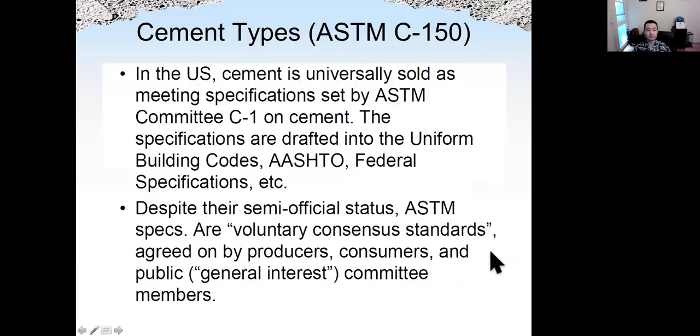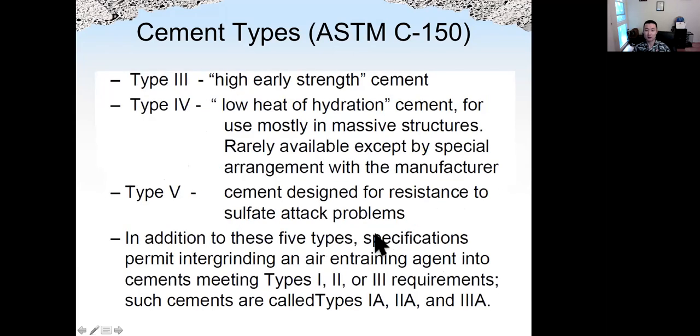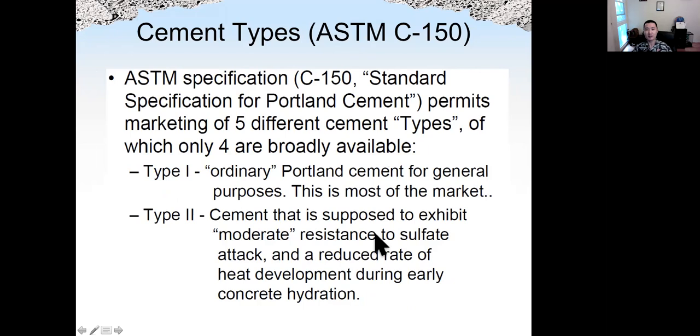All right. There are 5 major types of cement, which are defined by ASTM. ASTM C150 is called Standard Specification for Portland Cement. Under that we have 5 different types. Type 1 is called ordinary Portland cement or general purpose. That's the most used cement.